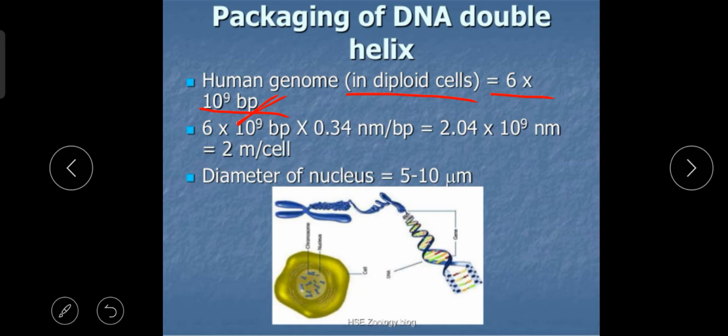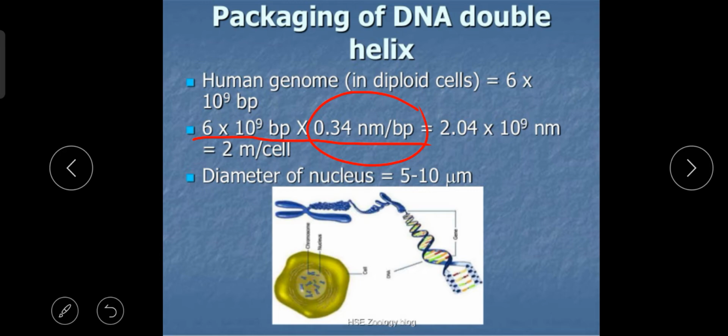So now what is the length of that DNA molecule present inside the nucleus of one cell? So you can determine easily. Here see. Now how many base pairs present? That is 6 billion. Okay, so now 6 billion is multiplied by 0.34 nm per base pair. What does it mean? What is 0.34 nm?